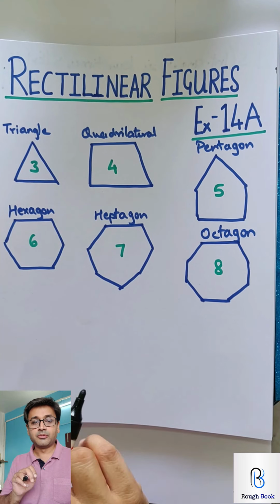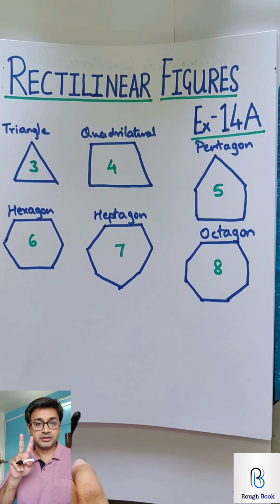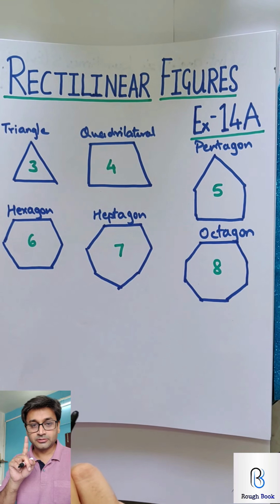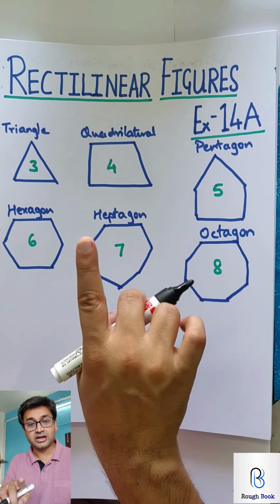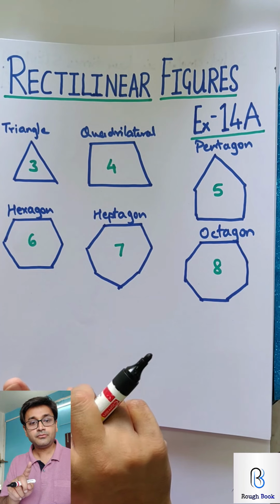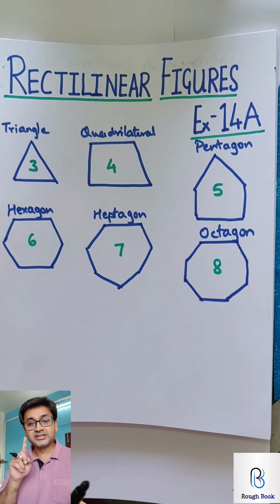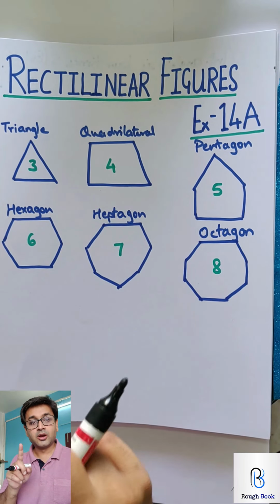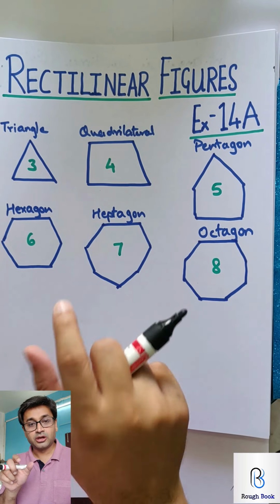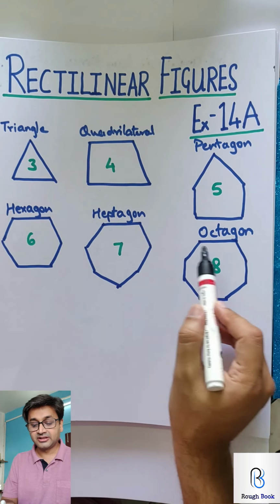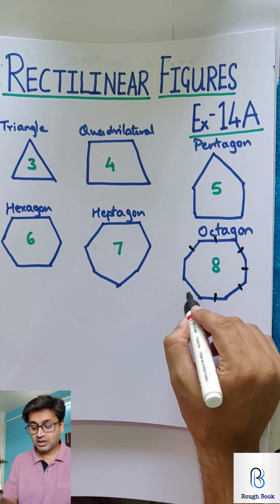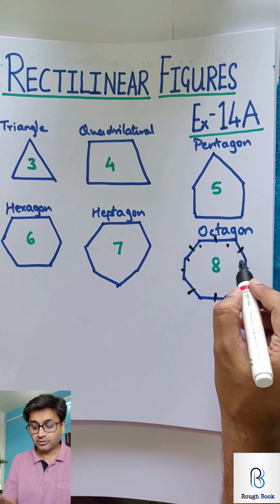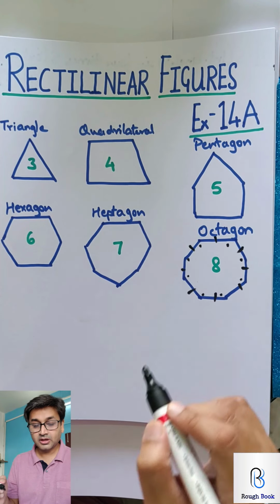Two terms you need to remember: regular, irregular. If they say regular polygon, that means all sides of that polygon and all angles of that polygon are equal. I am repeating it. If they say regular, then all sides and all angles are equal. For example, if they say regular octagon, that means all these sides are equal and all the angles inside also are equal. Are you getting it?